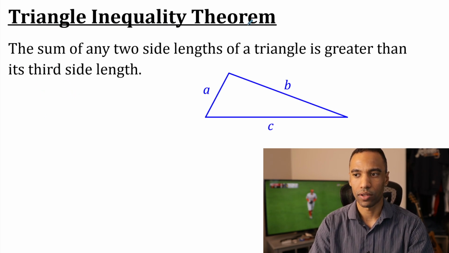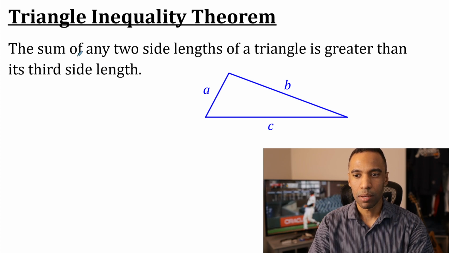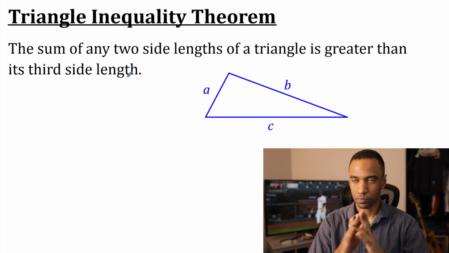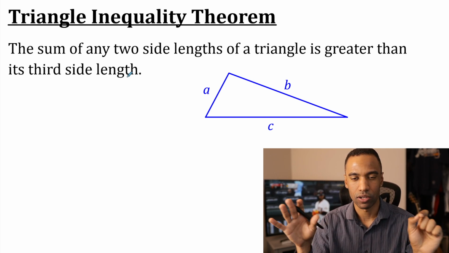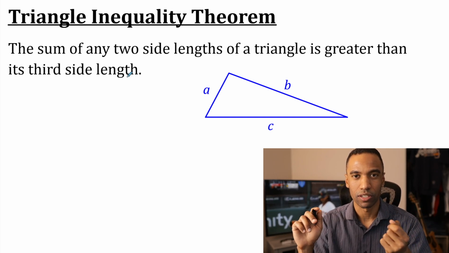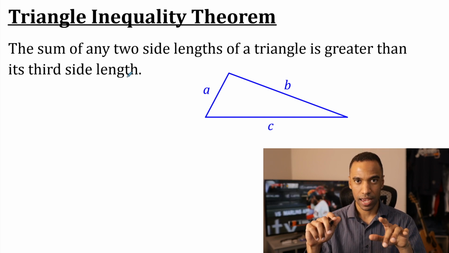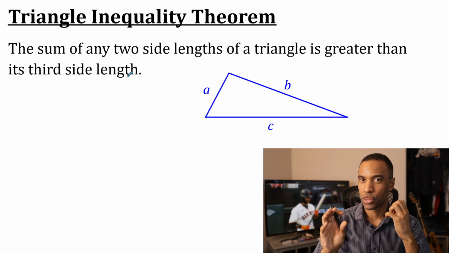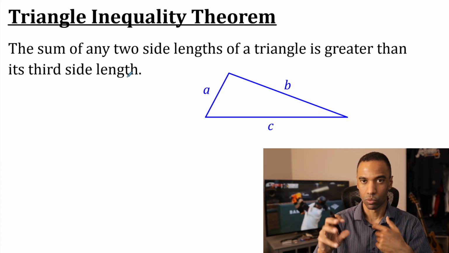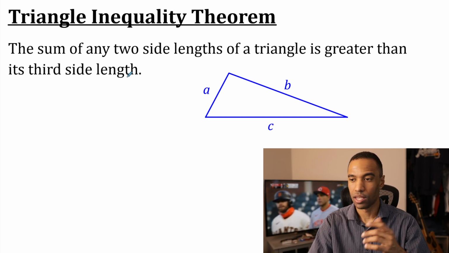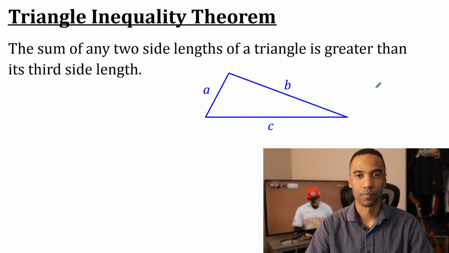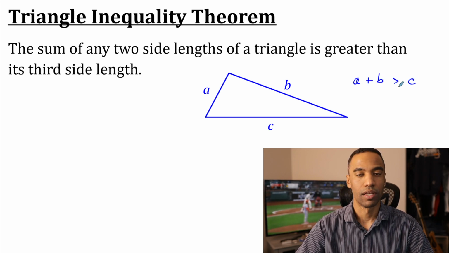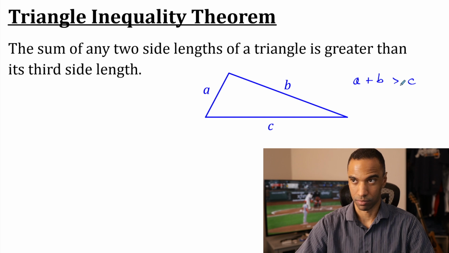The triangle inequality theorem states this, guys. The sum of any two side lengths of the triangle is greater than its third side length. Plain and simple. If you have a triangle, the only way for it to be a triangle is if I take any two side lengths of the triangle, and when I add them, it's always greater than the third side of the triangle. Which two sides am I talking about? Any two sides. If I take side lengths A and B, and I add them together, it must be greater than C. If it's not greater than C, it's not a triangle.